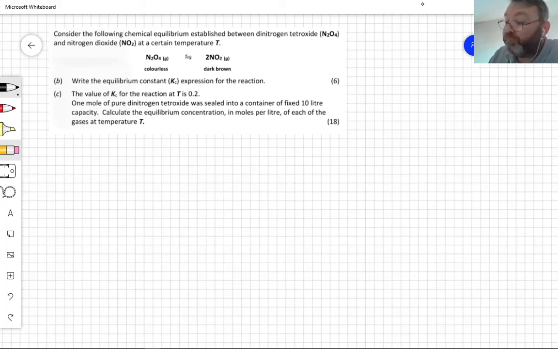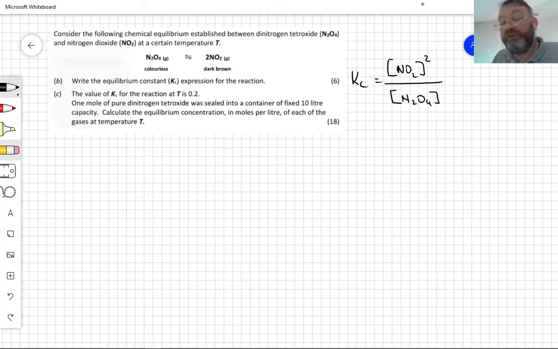Now, when they give you the value of Kc, not only do you write the Kc expression, but you set it equal to 0.2. So therefore, Kc is equal to the concentration of products, which is nitrogen dioxide, raised to the power of its coefficient, 2, over the concentration of the reactant, dinitrogen tetroxide, raised to the power of its coefficient, which is 1. So we don't have to raise to 1. Once the species is there, it's automatically already at a power of 1. And don't forget that because we know the value of Kc, we set it equal to 0.2.